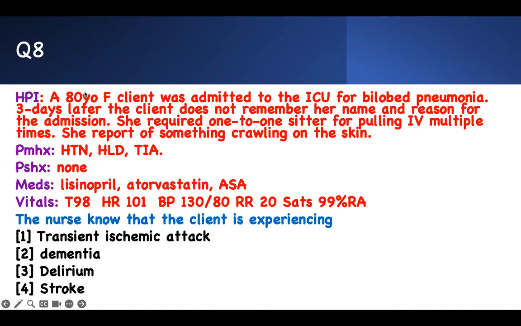Buzzwords, all you care about. 80-year-old, that tells you this is a bad problem in an older patient. You've got to pay attention. Was admitted to what? ICU, right? For what? Bilobar pneumonia, just an infection. Then three days later, what happened? She does not remember anything, her name, the reason for admission. Something is wrong. Acute change.